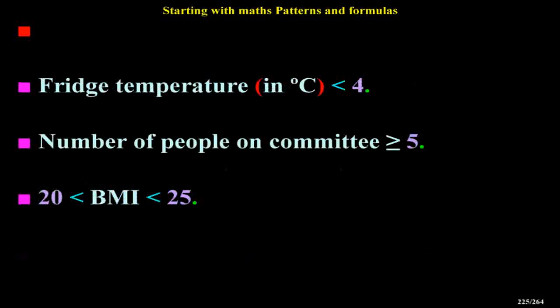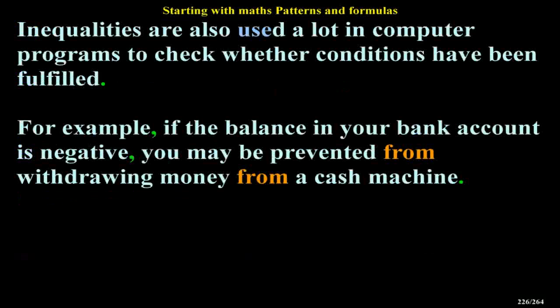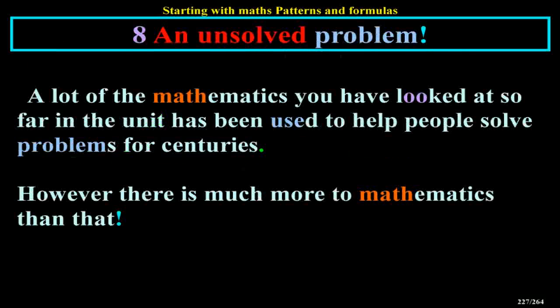Fridge temperature in C: less than 4. Number of people on committee: at least 5. BMI: between 20 and 25. Inequalities are also used a lot in computer programs to check whether conditions have been fulfilled. For example, if the balance in your bank account is negative, you may be prevented from withdrawing money from a cash machine.